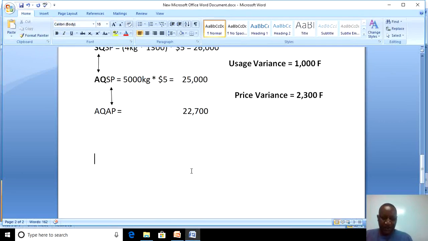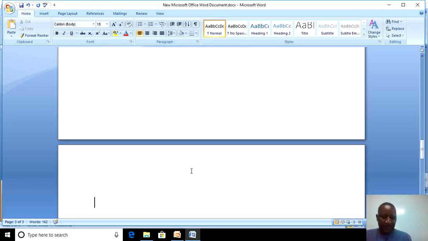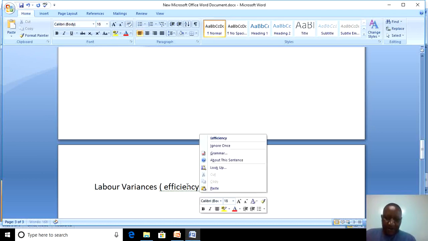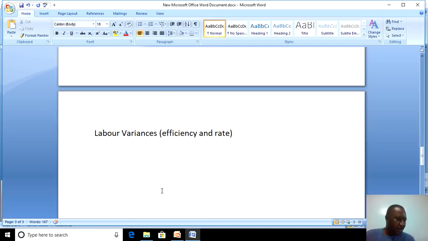So let's come to our worksheet. Better to start a new page. So here we are dealing with the labor variances. And what variances are we concerned with? Efficiency and rate. So we are concerned with efficiency variances and the labor rate variances. Those are the two.